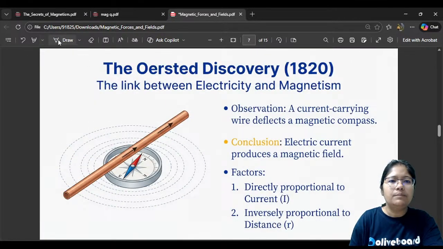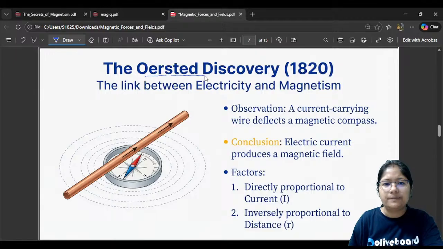Now come to the discovery of Oersted. Oersted made that discovery in 1820.